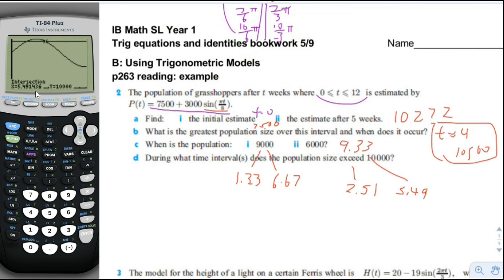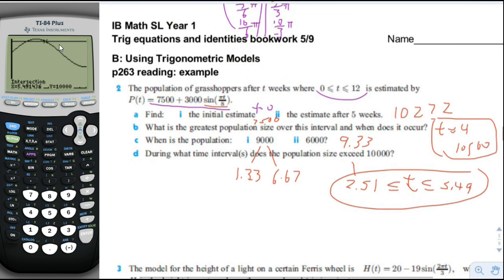Okay, so that's when it stops being 10,000. So the time interval is t, I guess, is that. Okay?